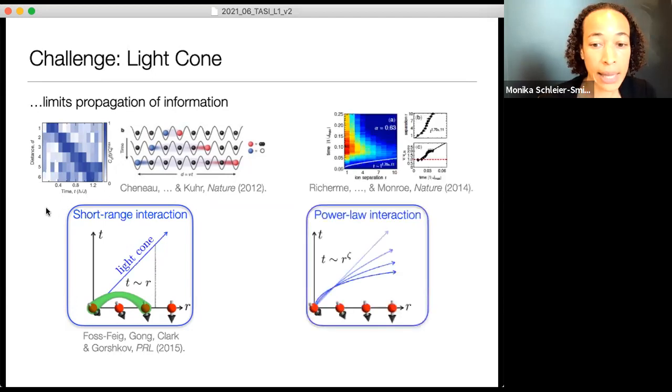Okay. And actually, even so, some other systems, like I mentioned Rydberg atoms or also trapped ions, they might have some power law decay of interactions.